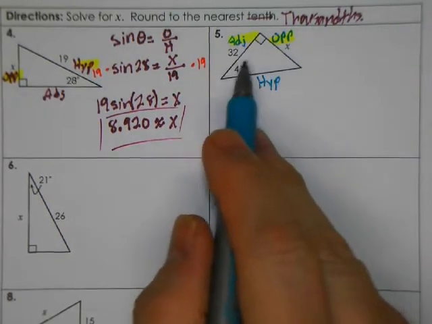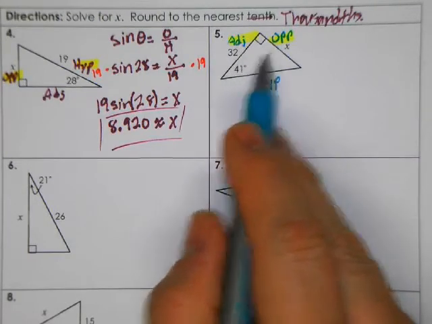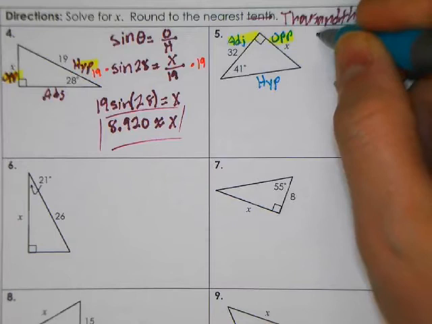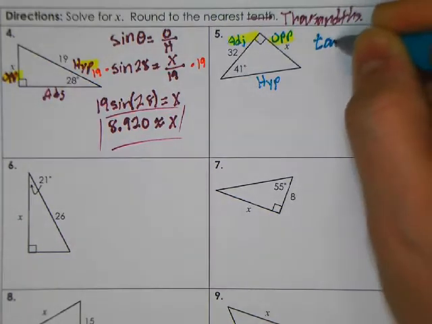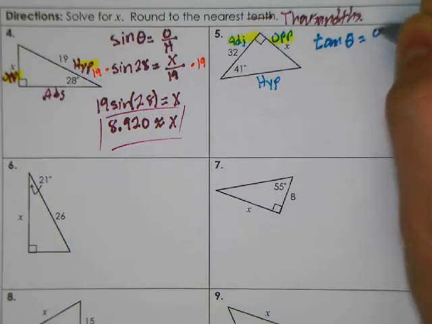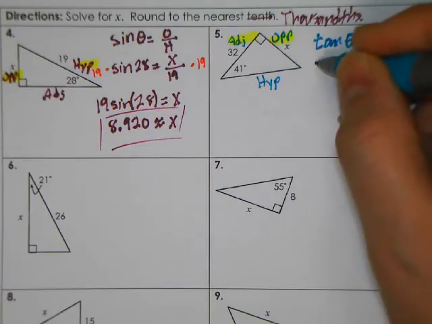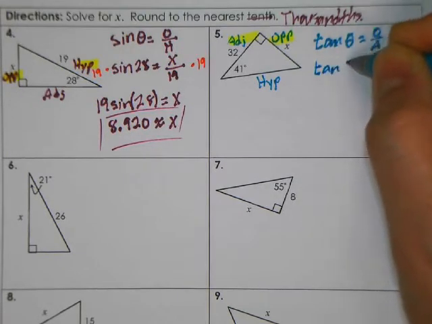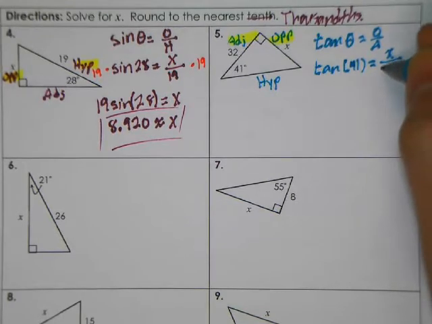So the opposite side and the adjacent side, if you refer to your SOHCAHTOA acronym, opposite and adjacent, says that we're going to use the tangent ratio. So I'm going to say tangent of the angle is equal to the opposite side over the adjacent side. And now we'll start substituting some things in. So in this case, I have tangent of 41 is equal to the opposite side, which is x, over the adjacent side, in this case, is 32.